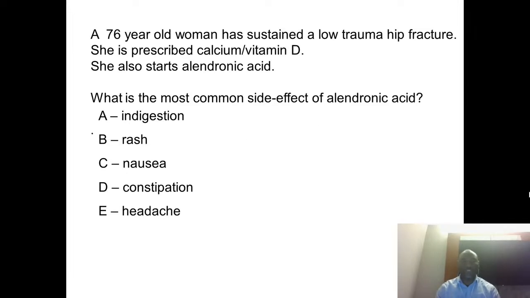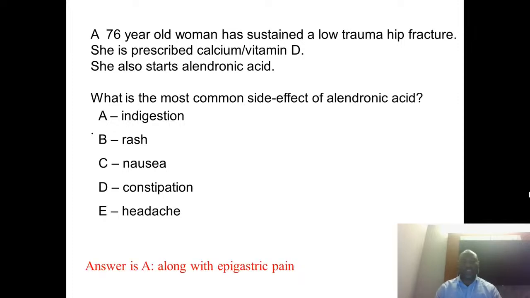A 76-year-old woman sustained a low trauma hip fracture. She's prescribed calcium and vitamin D, and she also starts alendronic acid. What is the most common side effect of alendronic acid? Option A is indigestion. Option B is a rash. Option C is nausea. Option D is constipation. Option E is headache.